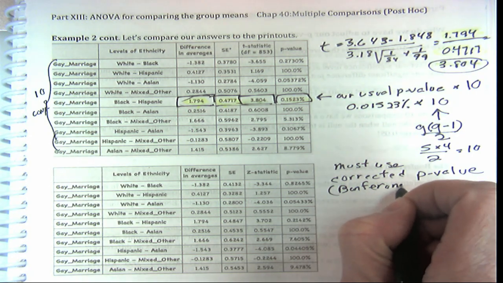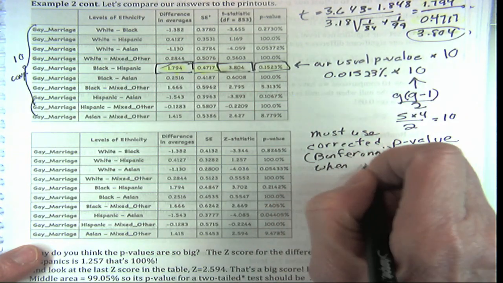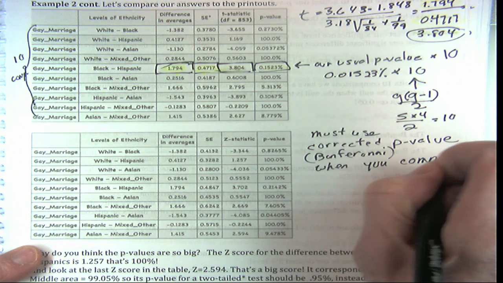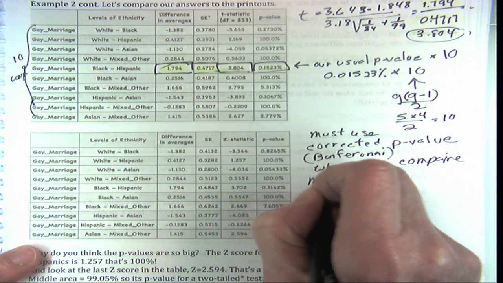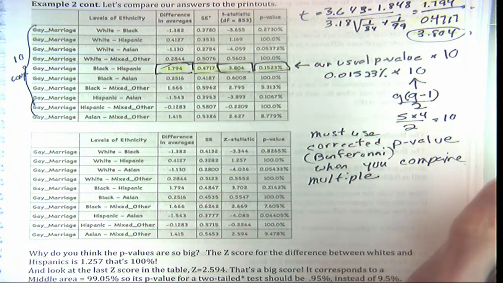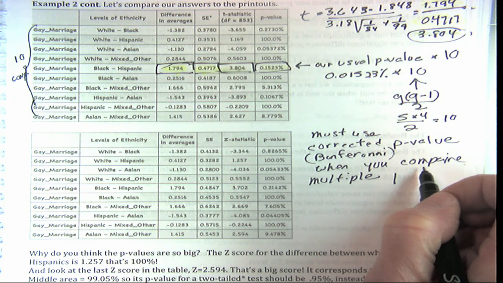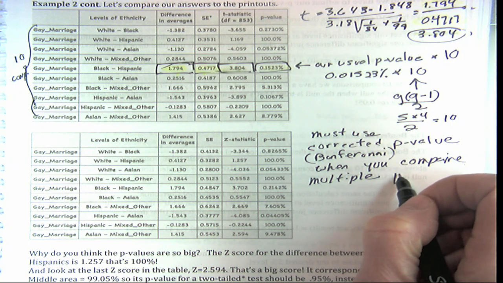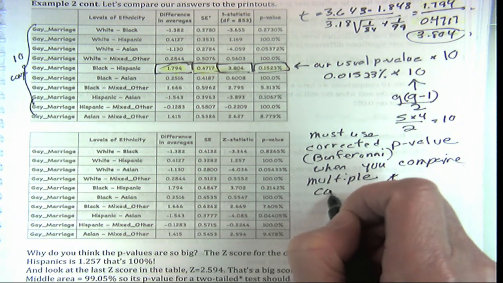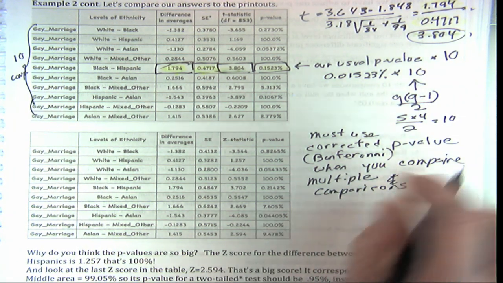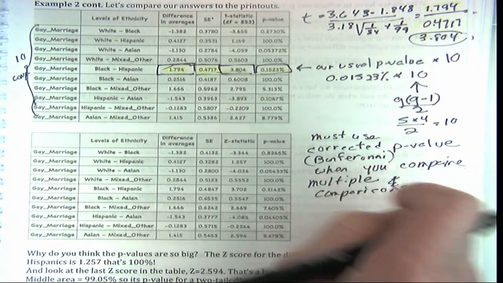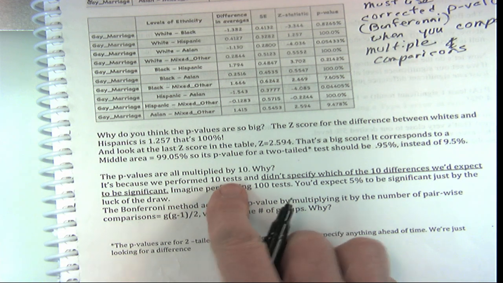The Bonferroni corrected p-value, when you compare multiple, when you make multiple pairwise comparisons, you have to multiply it by the number of comparisons. So let's read about that and why. The p-values are all multiplied by 10.